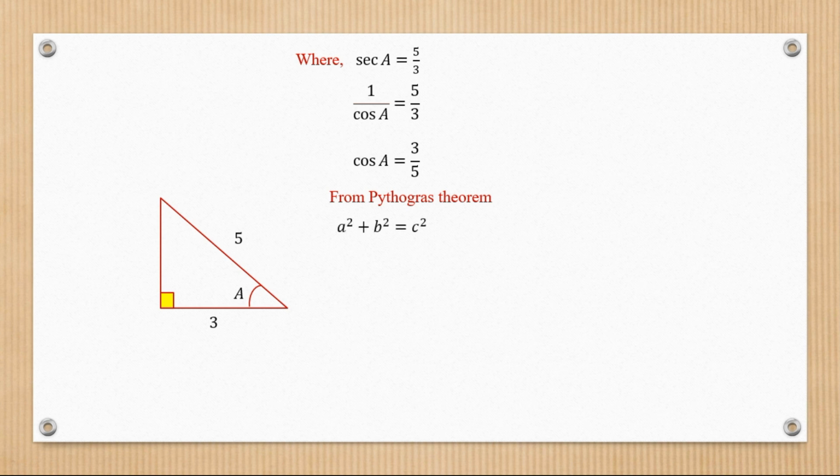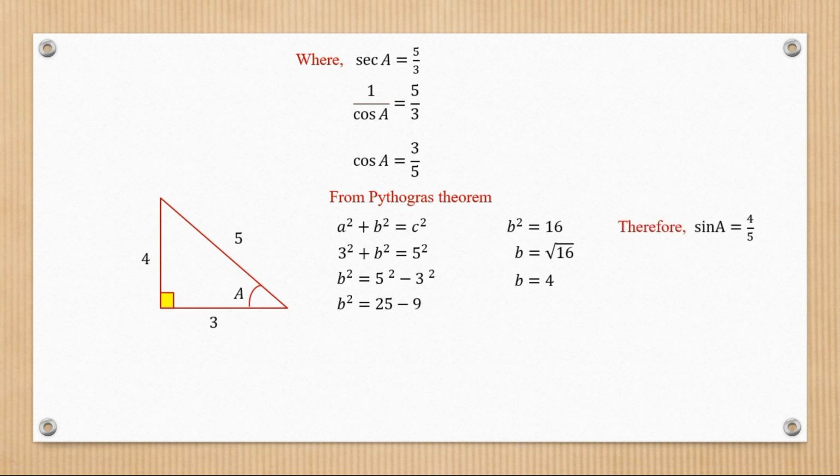So a squared plus b squared is c squared, and then it means that 3 squared plus b squared is going to be equal to 5 squared. When we make b squared the subject, we'll have b squared being equal to 5 squared minus 3 squared, of which b squared shall be the same as 25 minus 9, which is 16. Then we find the square root of 16, which shall be equal to 4. So therefore the opposite is 4. What this means is that sine of A, of which sine is opposite over hypotenuse, shall be equal to 4 over 5.